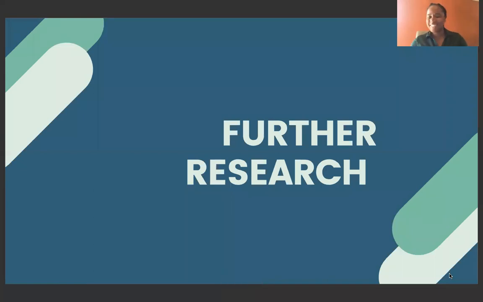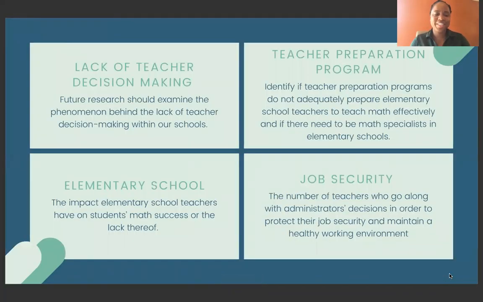And of course, further research is needed. Future research should examine the phenomenon behind the lack of teacher decision making within our schools. Secondly, the impact elementary school teachers have on students' math success or the lack thereof. And more research to identify if teacher preparation programs do not adequately prepare elementary school teachers to teach math effectively, and if there need to be math specialists in elementary school. And the last one is that there needs to be more research to identify the number of teachers who go along with administrators' decisions in order to protect their job security and to maintain a healthy working environment.